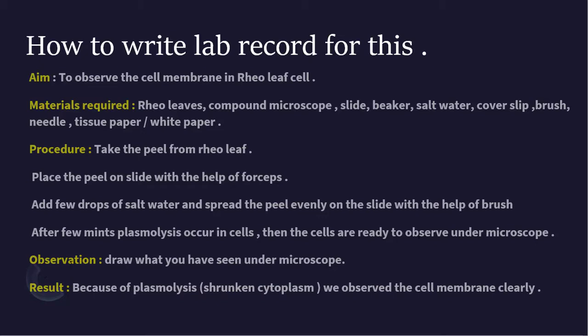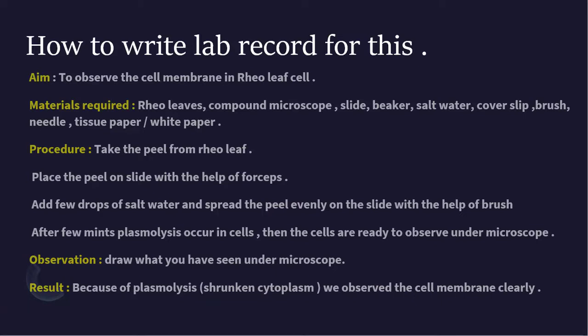Okay. Observation. In observation, draw what you have seen under the microscope. That means you have to draw the cells which you observed at the time, showing how the cell wall and cell membrane separated from each other. That diagram should be drawn in the observation area. Okay. And result: because of the plasmolysis, we observed the cell membrane clearly.